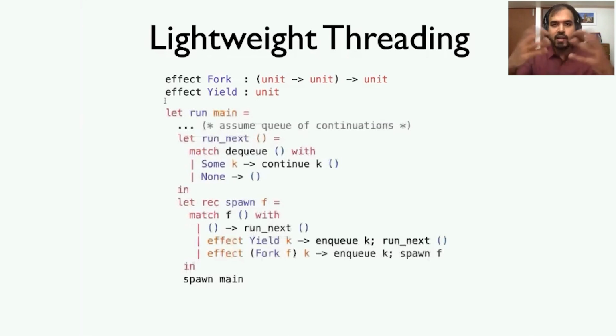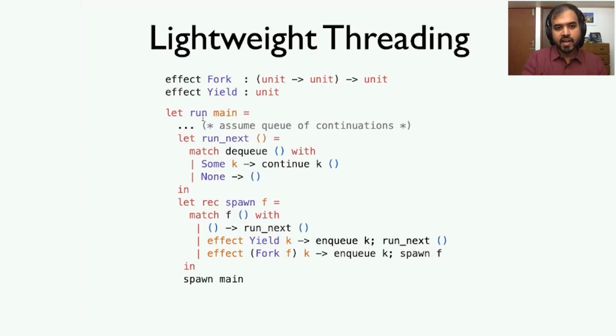So you will build a computation which uses fork and yield in main, and in order to run this program, you need to call the run function on the main. And we assume that we have a queue of continuations here. It's just an ordinary OCaml queue, right? Assume that I have a dequeue function which gets the continuation from the queue, and an enqueue function which pushes the continuation into the queue.